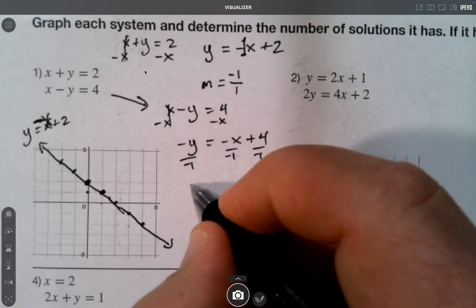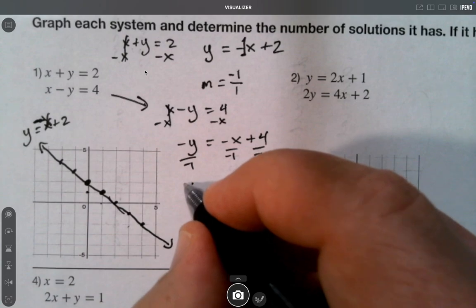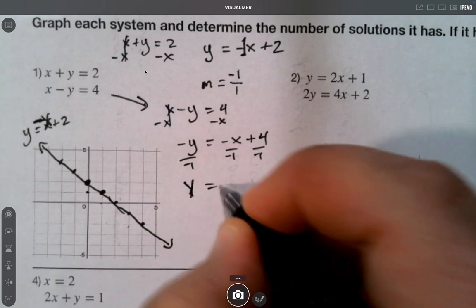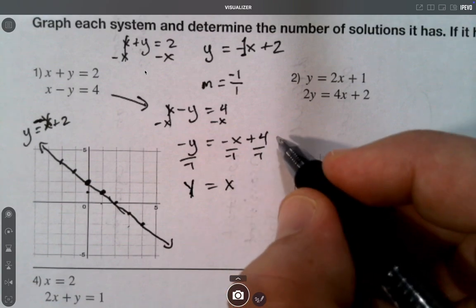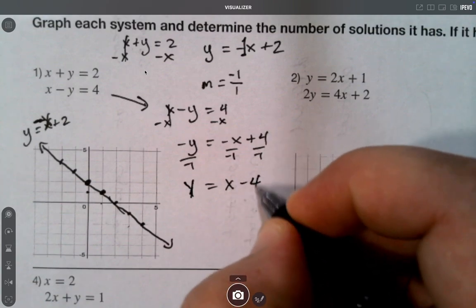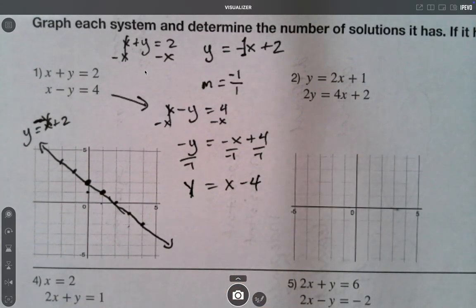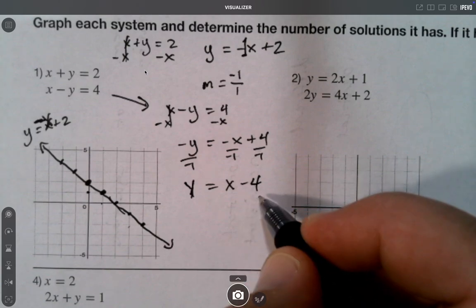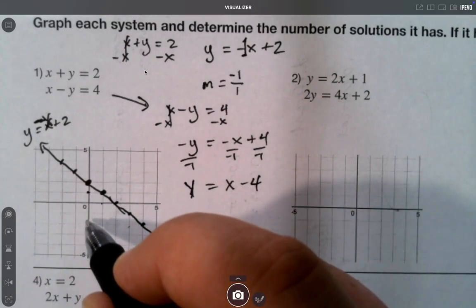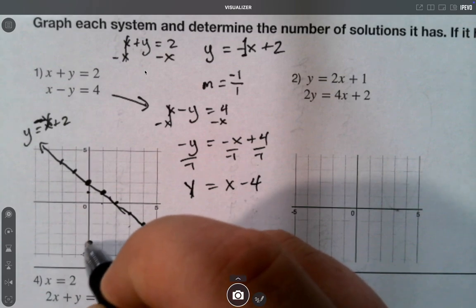Negative y divided by negative 1 is positive 1y. Negative x divided by negative 1 is positive 1x. 4 divided by negative 1 is negative 4. So the y-intercept is always where we start with the graph. So that's negative 4. So I'll go down 1, 2, 3. Negative 4 is right there.